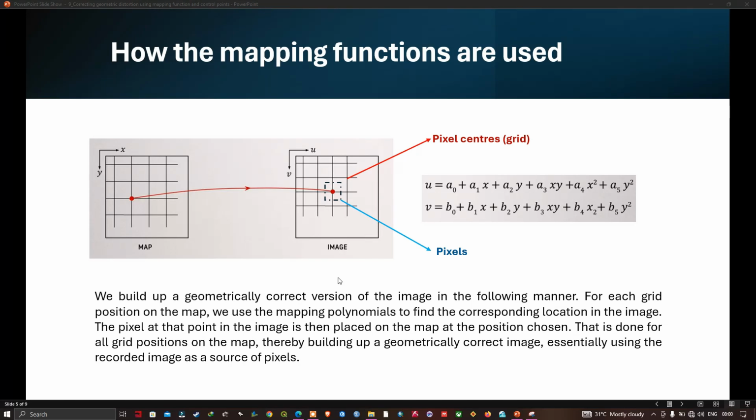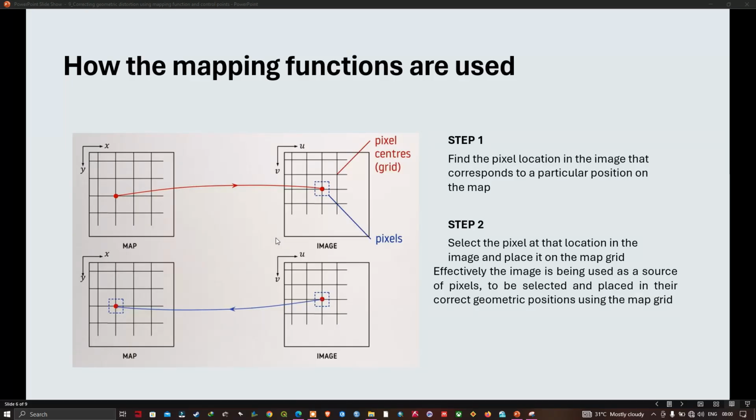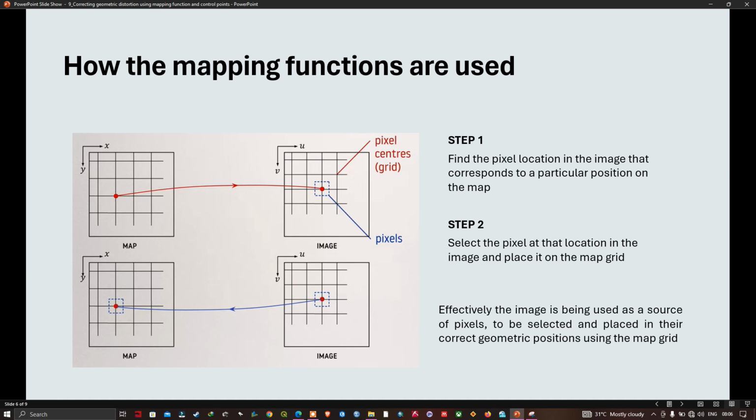So this slide here shows the process broken into two individual steps. At the top we find the pixel locations in the image which correspond to the pixel positions on the map. At the bottom we transfer the pixel from the image onto the map grid. This is just a small point, but it is worth noting that the pixels are centered on an image grid. The map or the recorded image are of such a size that adjacent pixels join up against each other.